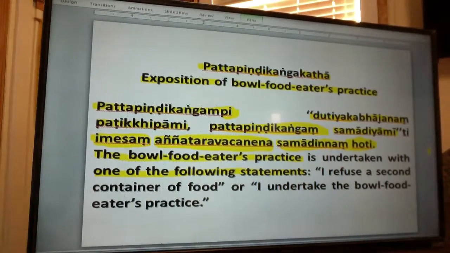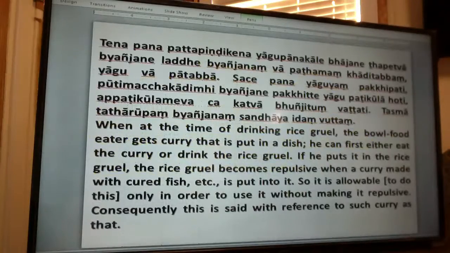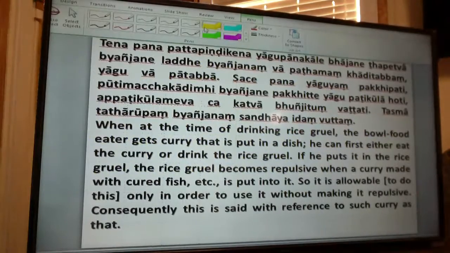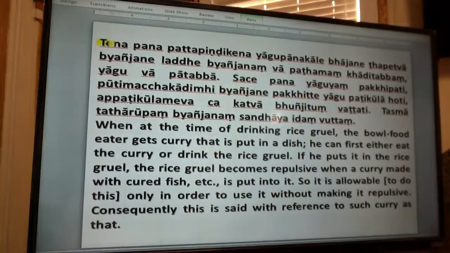Accordingly, and then we have to discard the direction. Tena pana. Pana is the other different explanation. Tena Patta Pendikingena. Tena is combined with Patta Pendikena. Patta Pendikena is a person who follows the both eater practice. So tena means that person.